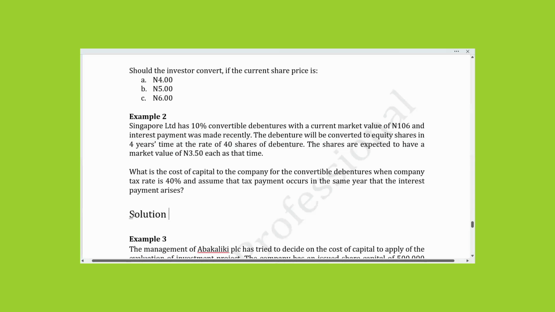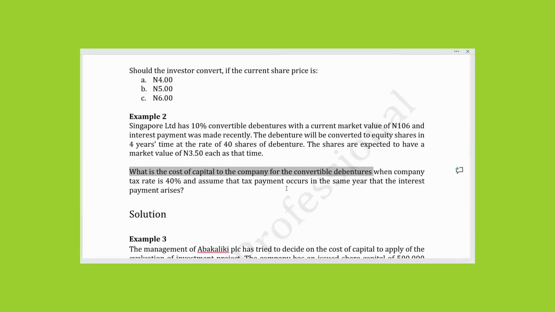So that is the question. Look at it, the examiner is asking you, what is the cost to the company for the convertible debentures? You want to calculate the cost of convertible debentures. How do you estimate the cost of convertible debenture? Very simple. Just go ahead and calculate the internal rate of return. It's as simple as that.